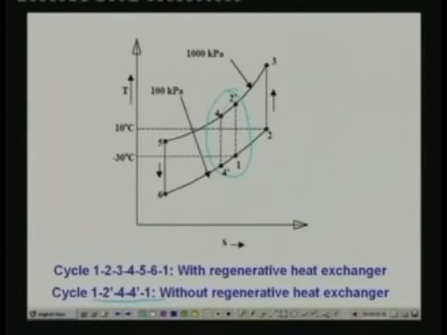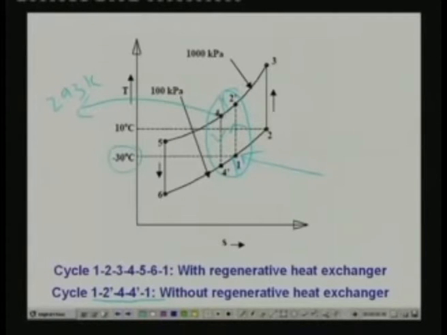1, 2 dash, 4, 4 dash. So again you have isentropic compression, isentropic expansion, and isobaric heat rejection, isobaric heat extraction. Since you do not have any regenerative heat exchanger, there is no heat exchange between hot and cold streams. And we know from the given input information that this temperature is minus 30 degrees centigrade and this temperature T4 is 293 Kelvin. So these two temperatures are given.